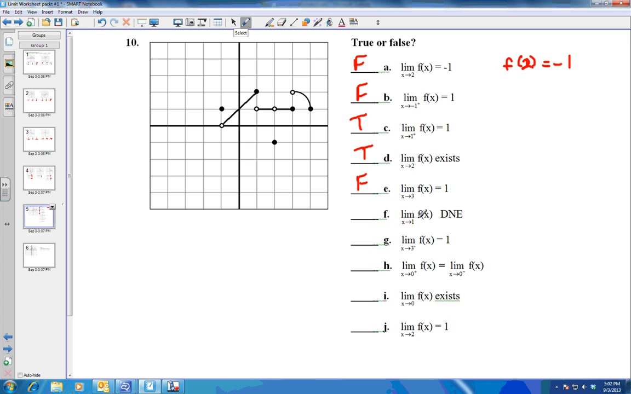The limit as x approaches 1 does not exist. From the left it is 2, from the right it is 1, so that is true. The limit as x approaches 3 from the left. From the left, when I get to 3, my graph approaches 1, so that is true.